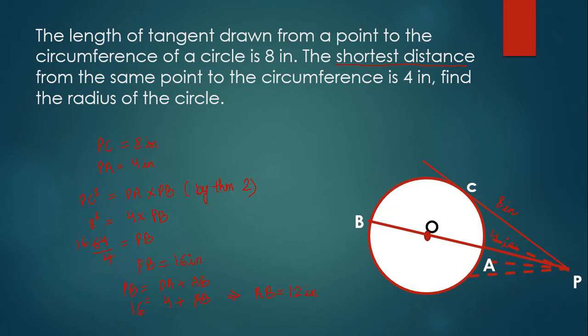Now if the diameter is 12 inches, what will be the radius? The radius will be half of this 12. So the radius is 6 inches. This is the answer. Let's move on to the third and final theorem of this video.